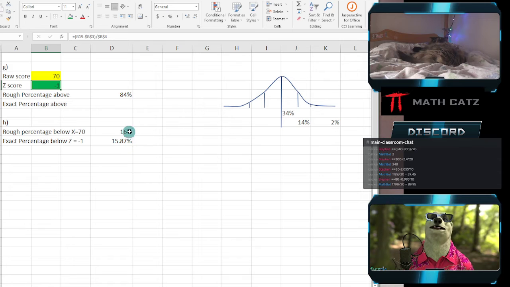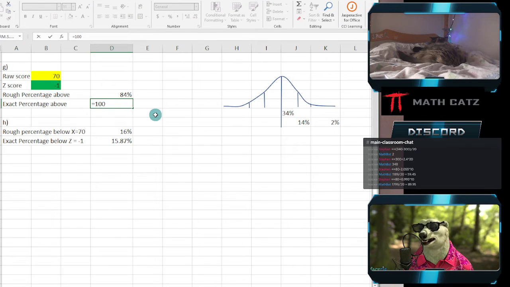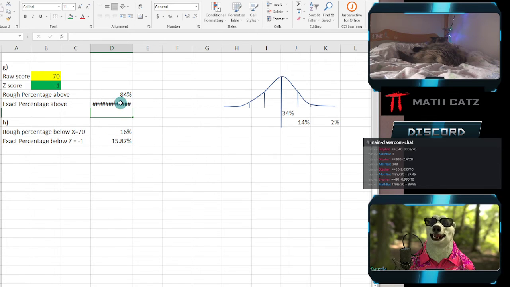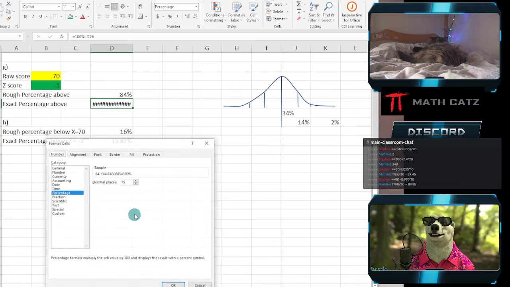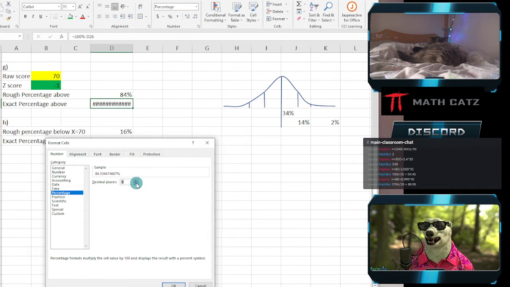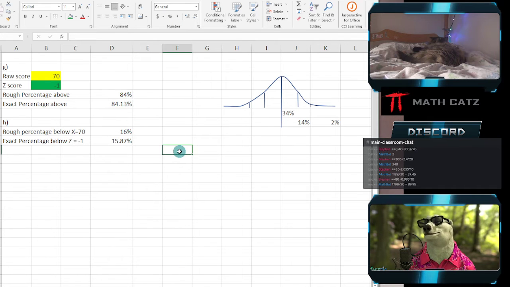So my estimate was 16. In fact, it's exactly 15.87. Now I can actually go up to the above and say, well, this is simply going to be 100% minus this below number. Of course, it doesn't want to automatically go to 2 decimal places, which would be nice. Sometimes it does, sometimes it doesn't. Like so. Showing that I was very close with my estimate. It's very good, but it's not exact.